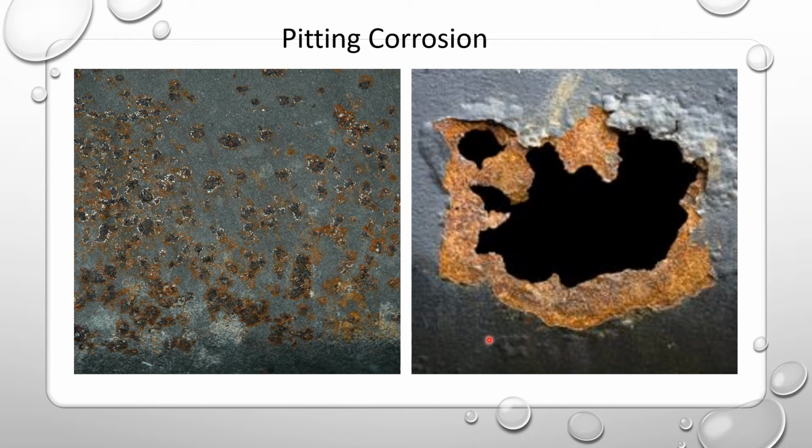As shown in this diagram, one can see the small pits or holes or cavities formed on the surface of the metal, which is the result of pitting corrosion, and it continues further corroding.